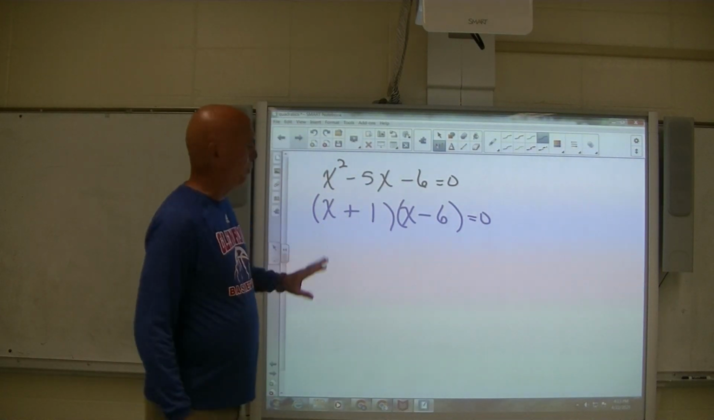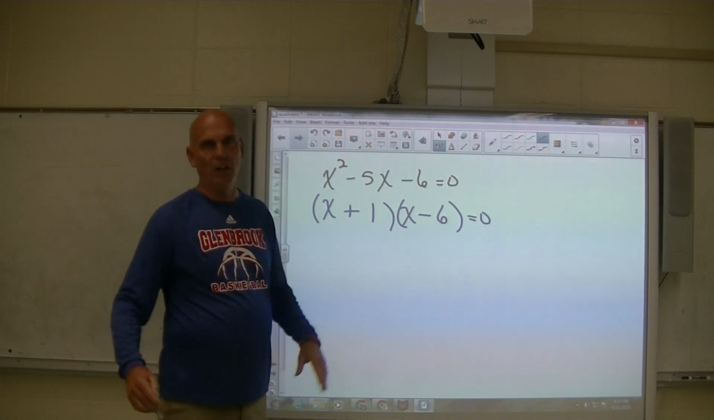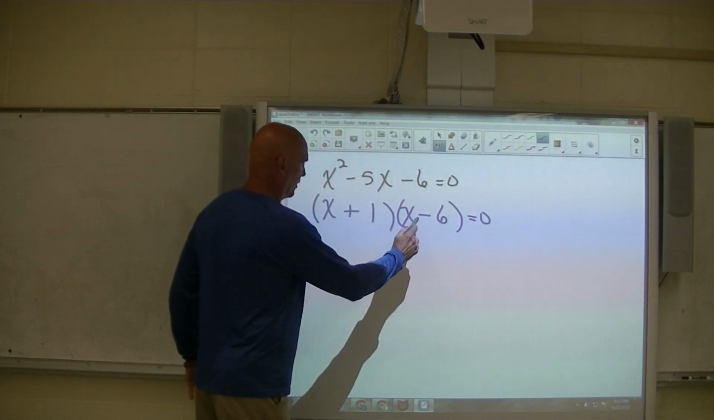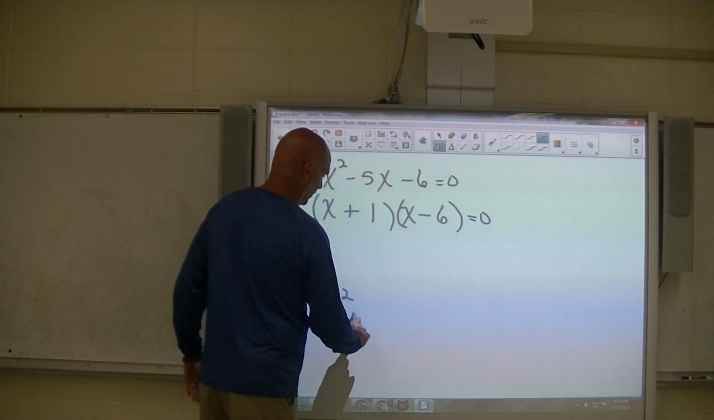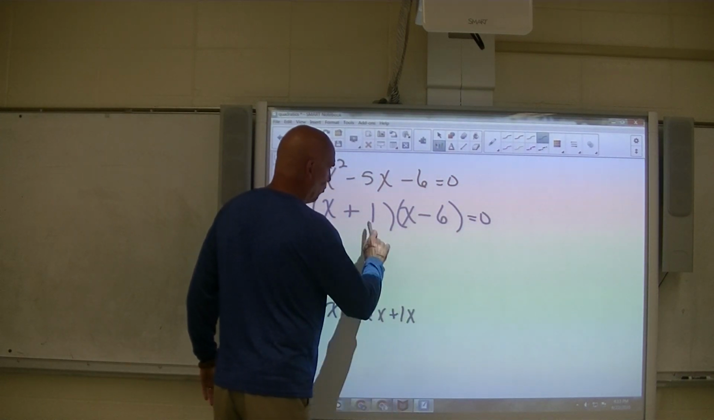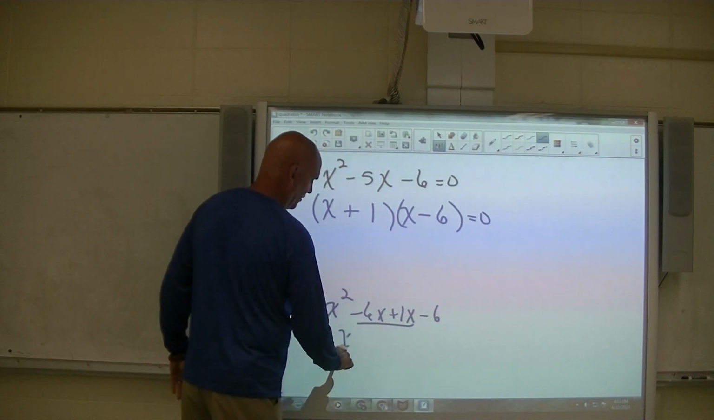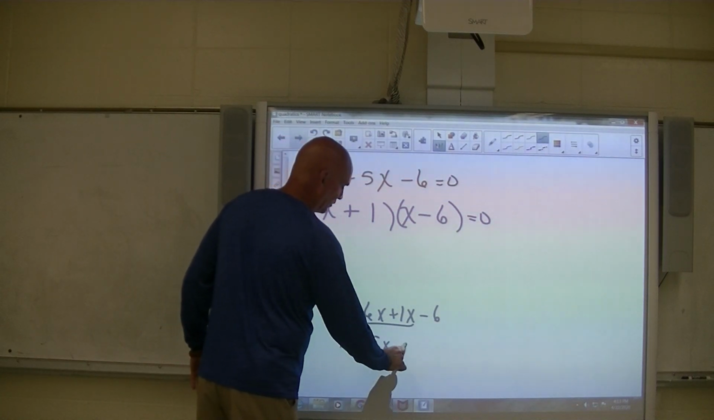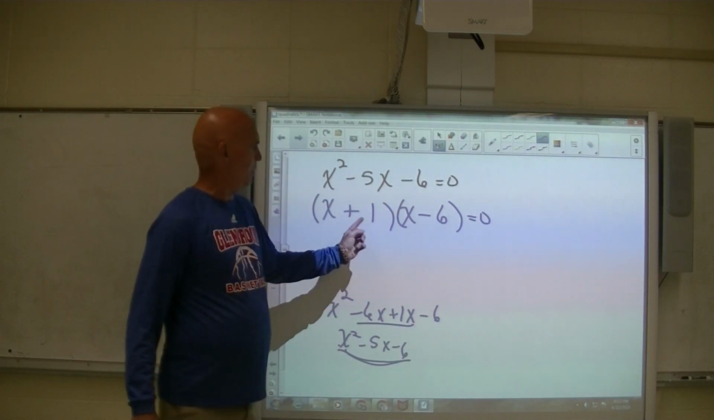So again, if we multiply these out, a long time ago we started out by multiplying, hey, FOIL or whatever you learned a long time ago, distributive property. x times x is x squared, x times negative 6 is negative 6x, 1 times x is 1x, 1 times negative 6 is negative 6, and then you combine those two together and you get x squared minus 5x minus 6. And so we've just proved that this is the same as this, okay?